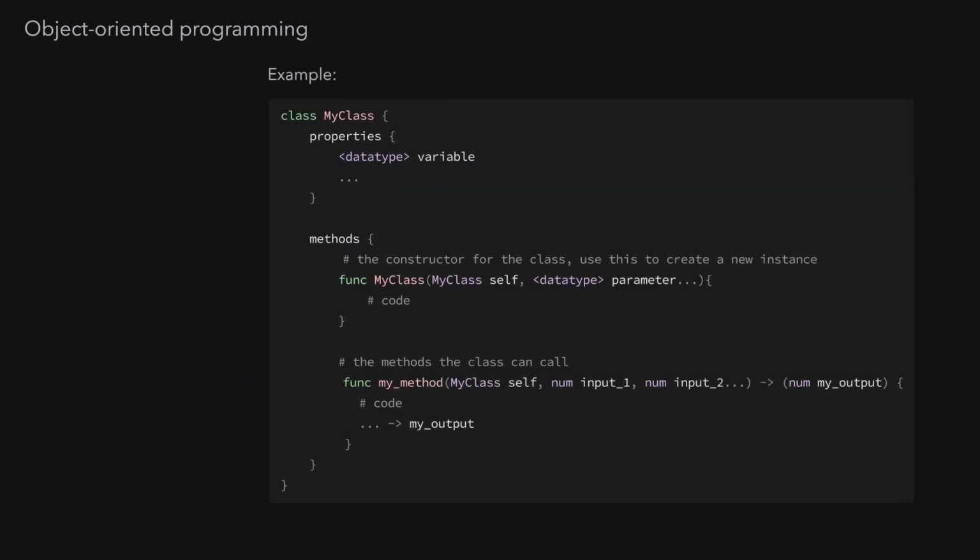Beryllium is an object-oriented language. A class is a data type that acts as a blueprint for creating an object. It defines the properties and methods of an object. An object is the individual instance of a class.